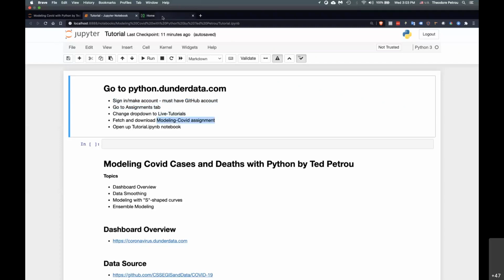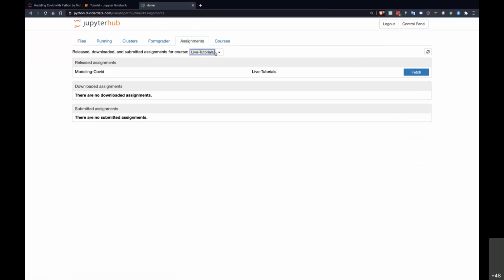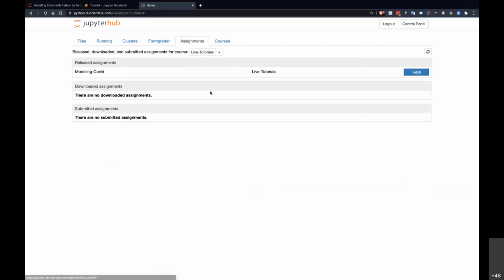So I will go back over here. When you first log in to python.dunderdata.com, you should see a screen that looks like this, with a few less files. There'll be fewer tabs up here, but you need to go to the Assignments tab. By default, it's on Challenges, so you need to change this to Live Tutorials. Then you'll see there is one assignment right now called Modeling COVID. You just click the Fetch button, and it'll be dropped down into this Downloaded Assignments section. Then you just click on that, and that will open up the notebook.